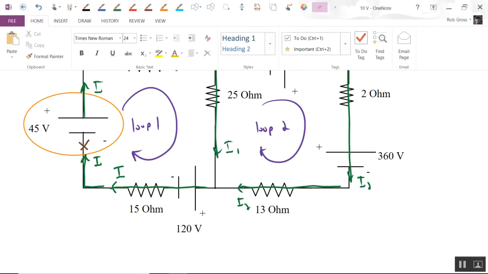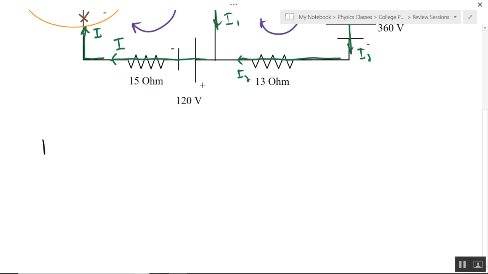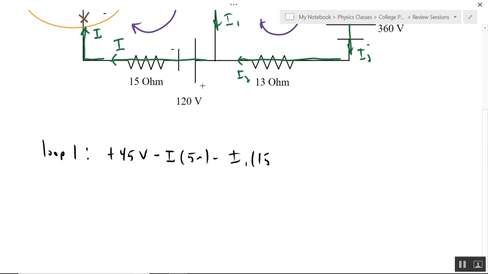Right. So when I write all that down, probably not going to remember the whole thing. It's plus 45, right? And it's minus I. What's that resistor up there? 5 ohms, okay. And then minus I1 times 25, sorry. I don't know why I thought it was 15. 15's right there, right? Okay, so anyhow, minus 120 minus I times 15 is equal to 0.